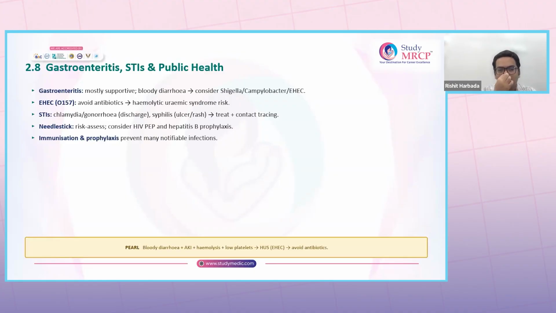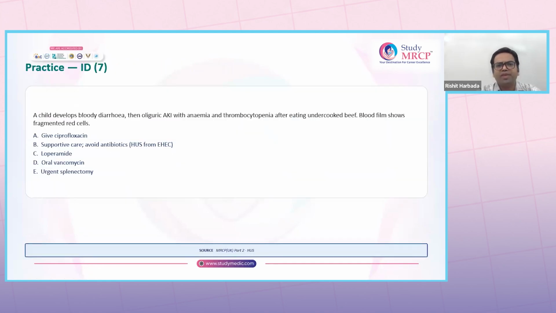If there are a lot of adults who are coming with immunosuppression, then you have to immunize them with various vaccines, which is very, very important. And you should notify them.